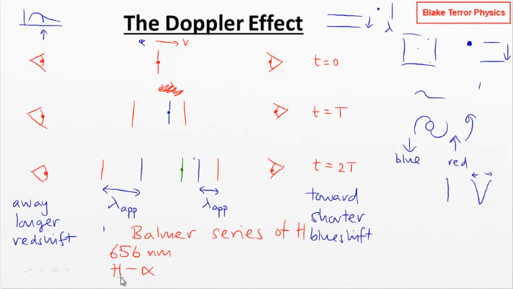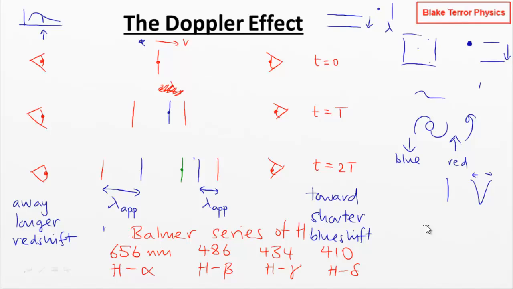So H alpha is at 656 nanometers. Then you've got H beta at 486, H gamma is 434, H delta is at 410. Must say my memory goes after that of what the others are. But I do tend to remember the 4 that are in the visible range.